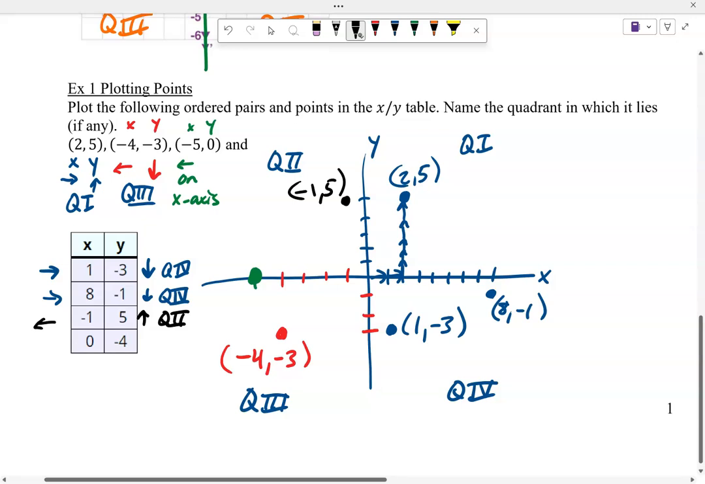And finally, 0, -4. I do not go right or left, but I do go down 4. And what axis is that on? Yeah, so that's on the y-axis, not in any quadrant.